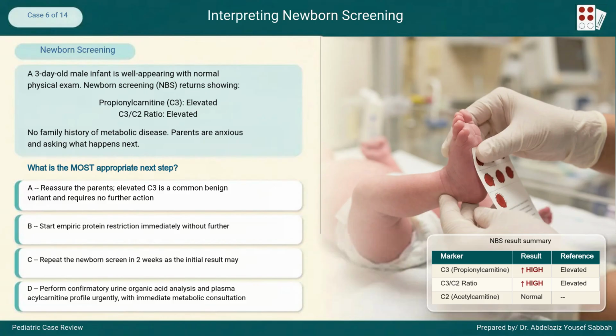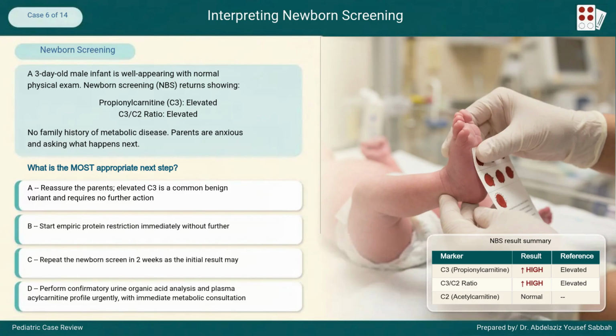Case 6. A 3-day-old male infant is well-appearing with a normal physical exam. Newborn screening returns showing elevated propionyl carnitine, known as C3, and elevated C3 to C2 ratio. There is no family history of metabolic disease. Parents are anxious and asking what happens next. What is the most appropriate next step?